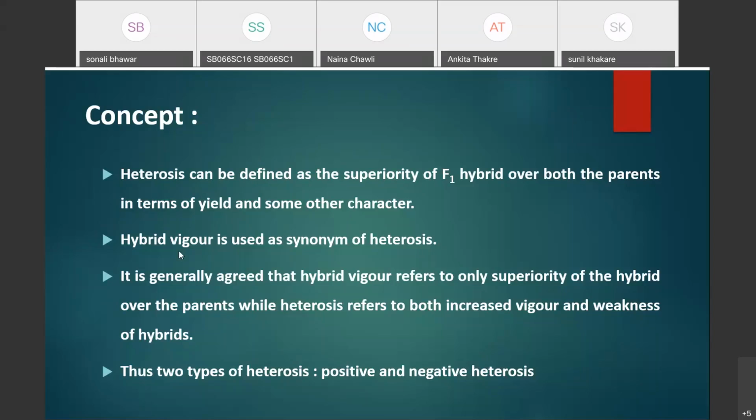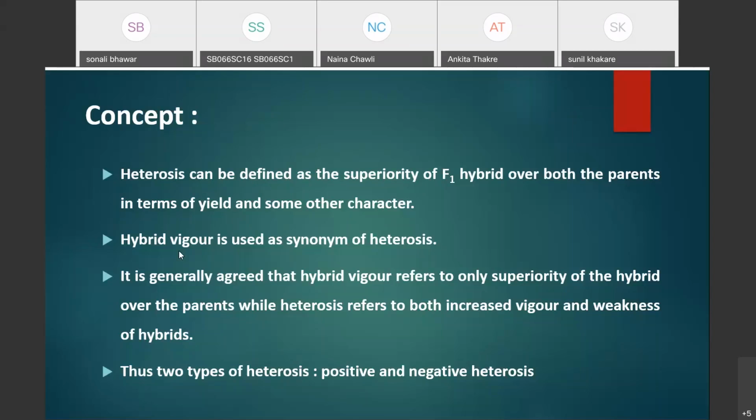Okay, positive heterosis means what? Simply, when two homozygous inbreds are crossed with each other and the hybrid produced is superior to either of its parents, that phenomenon is called positive heterosis.